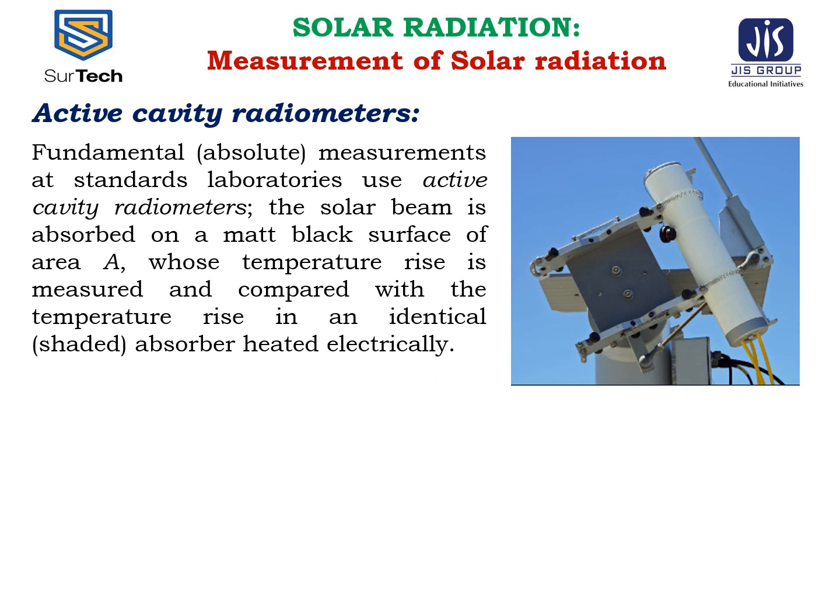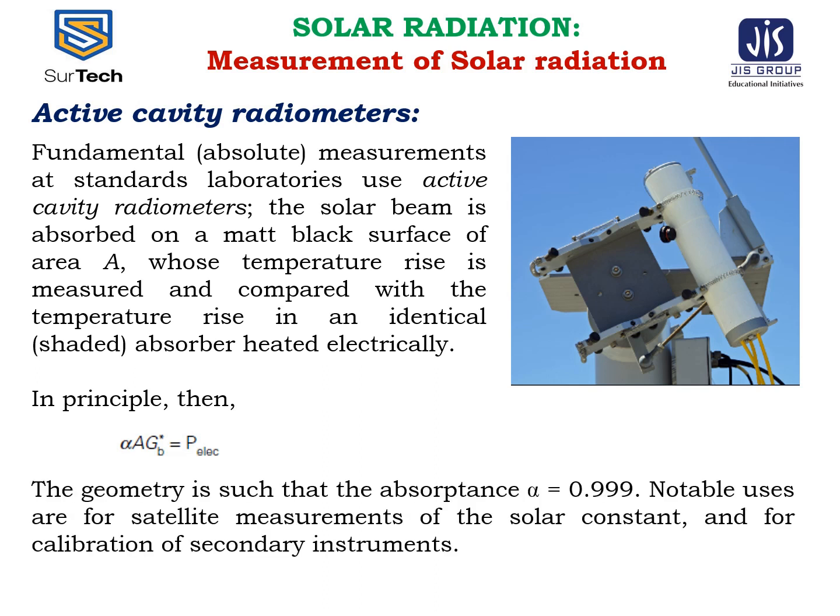A radiometer basically absorbs the solar radiation at its sensor, transforms it into heat, and measures the resulting amount of heat to ascertain the level of solar radiation. In principle, then, alpha A G_B* is equal to P electric. The geometry is such that the absorption alpha is equal to 0.999. Notable uses are the satellite measurements of the solar constant and the calibration of the secondary instruments.